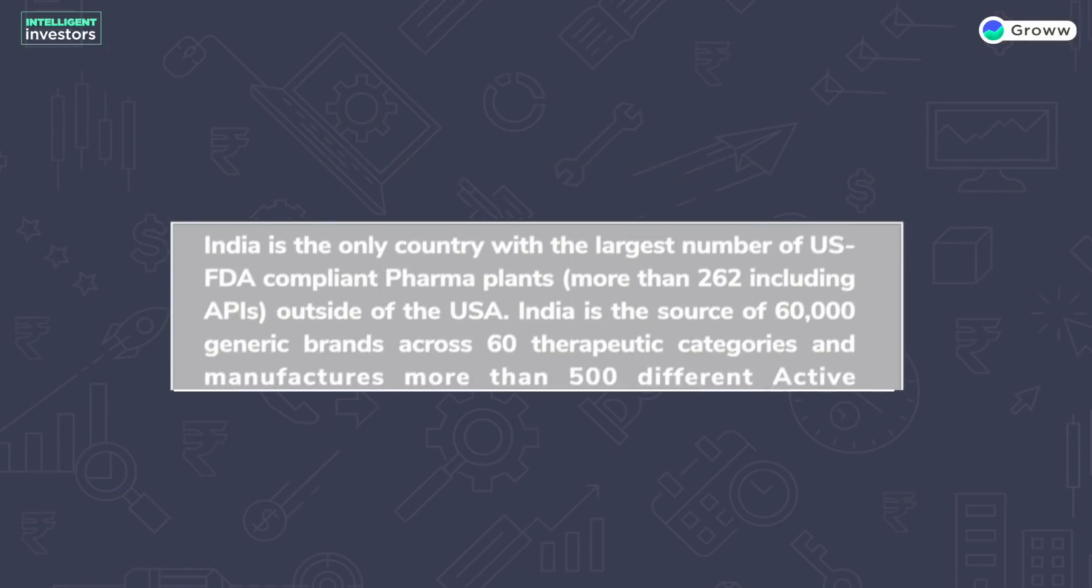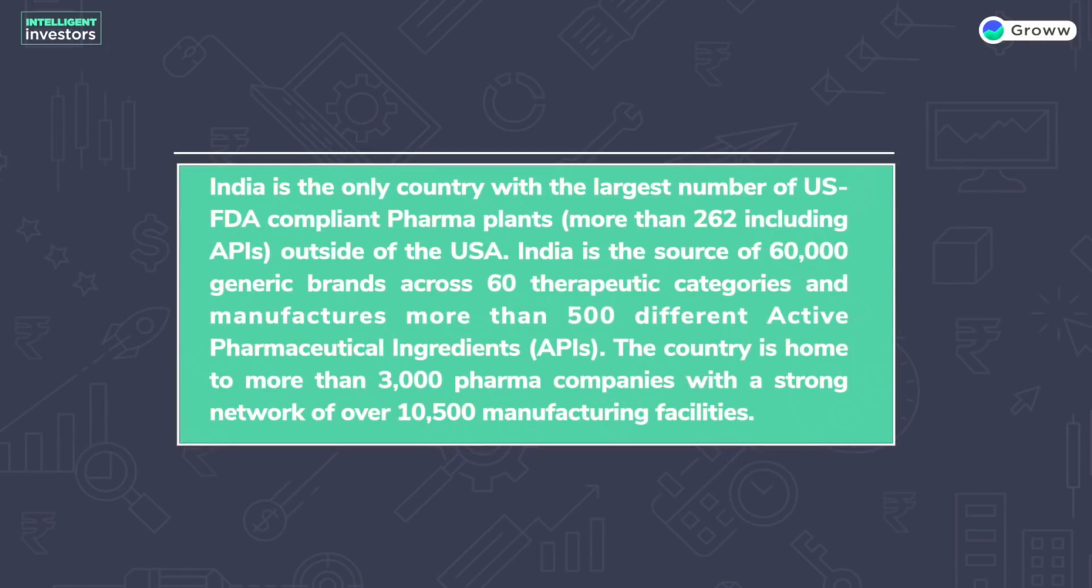Now, this is one of the beautiful facts that I like. India is the country with the largest number of US FDA compliant pharma plants outside the US. After the US, India is the next largest country that has so many plants that are US FDA compliant. And we have more than 262 API manufacturers in India. India is the source of 60,000 generic drug brands across 60 different therapeutic categories, and we have more than 500 different API manufacturers as well. India is home to 3,000 pharmaceutical companies, and we have a strong network of around 10,500 manufacturing facilities.